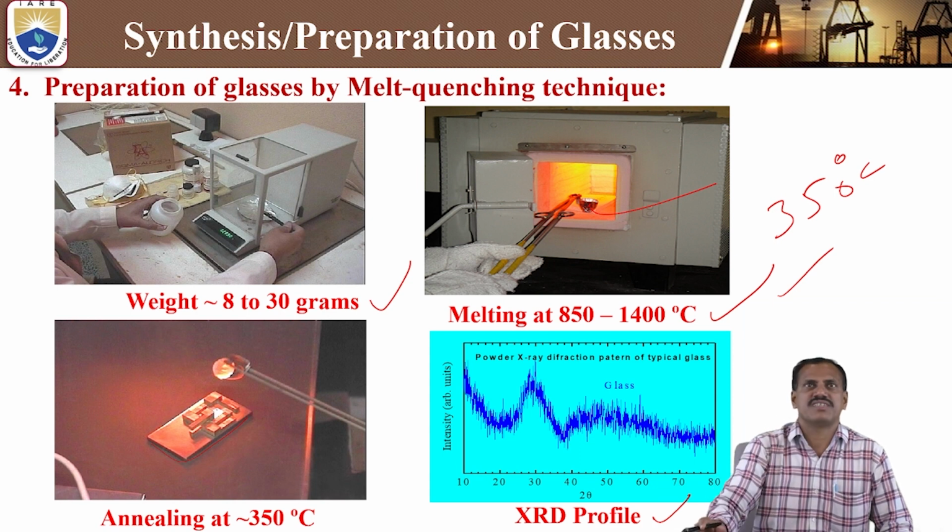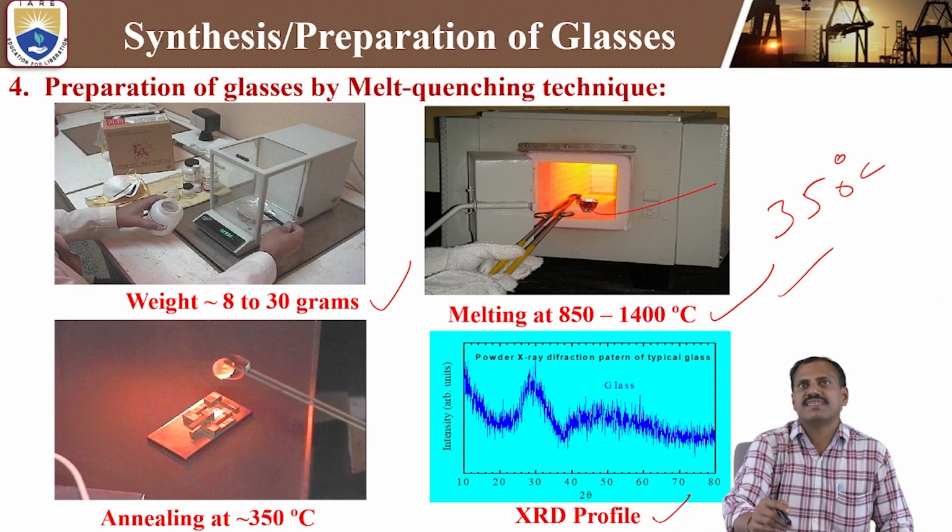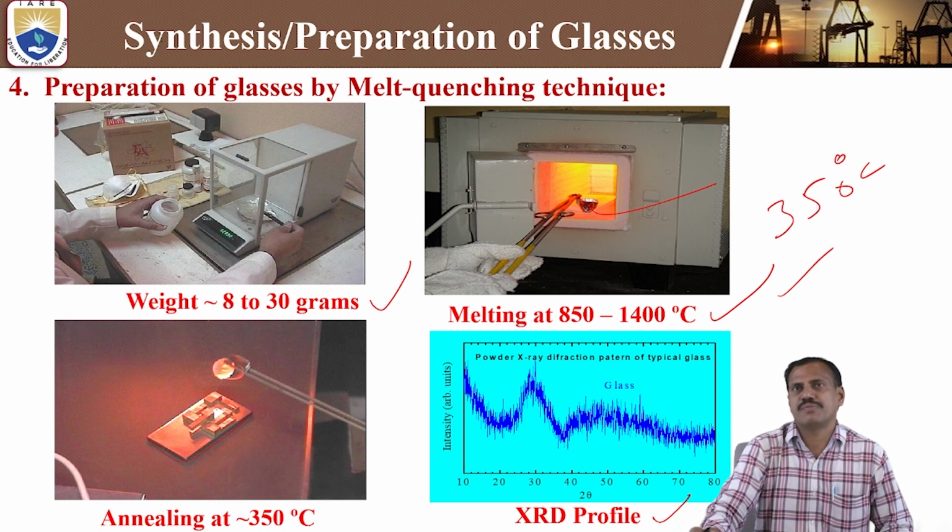These are the important steps to prepare the glass material by using the melt quenching technique. The first step is weighing the glass composition as per the required quantity, 8 to 30 grams. If you prepare in bulk, we can go for 100 grams or 150 grams also. At the same time, the melting temperature is a very important parameter, based on the glass composition. For borate glasses, the melting temperature should be low. If you go for phosphate or silicate glass, the temperature should be very high, 1400 degrees centigrade.